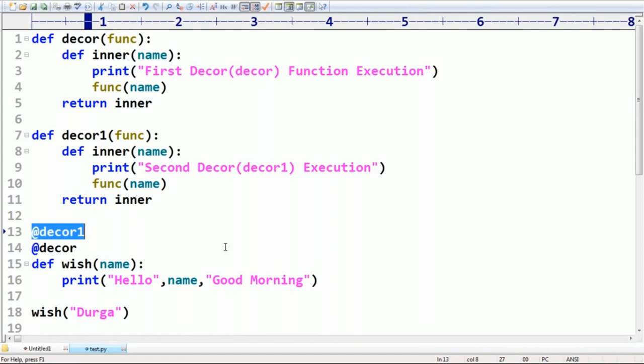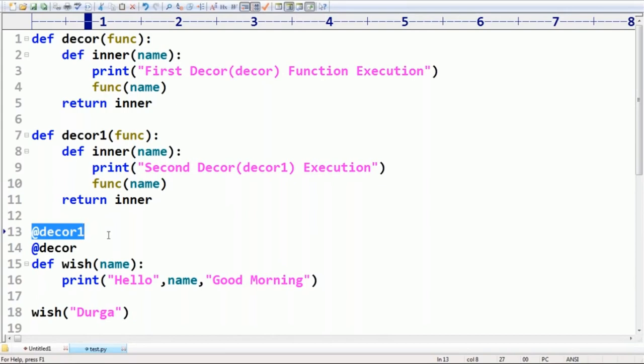Is it possible to chain multiple decorators for the same function or not? What answer can you tell? Yes, no problem. But in which order are the decorators going to be executed? Very simple. The order is first decor1 or decor? Good, most of the people are responding.